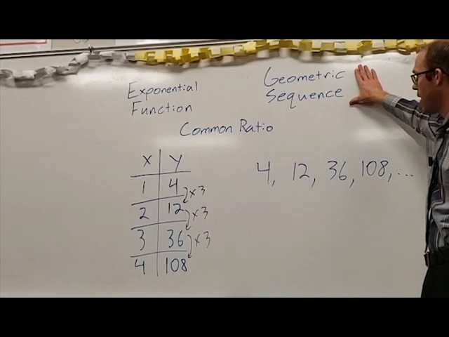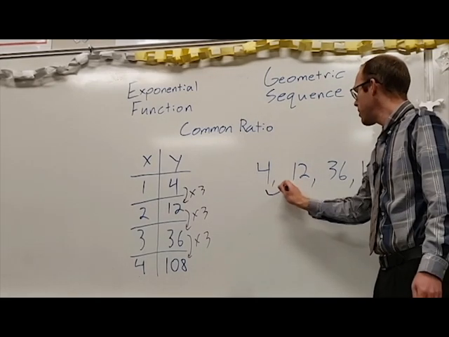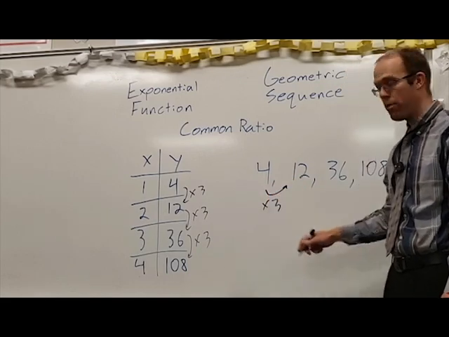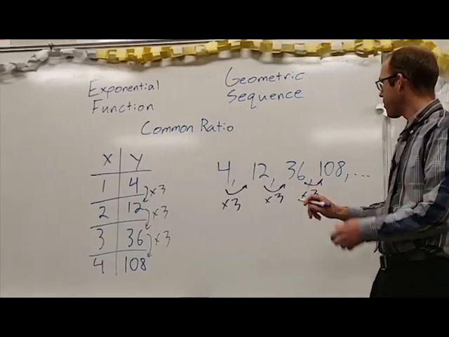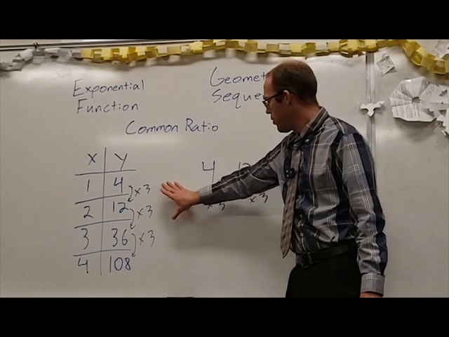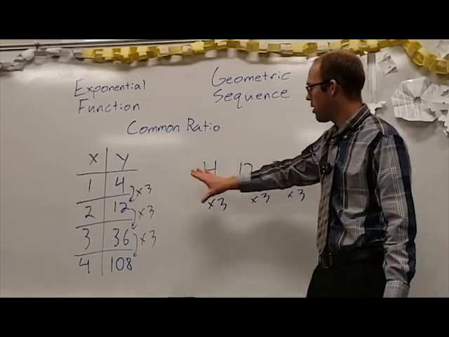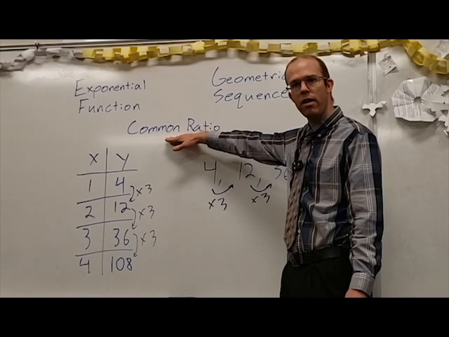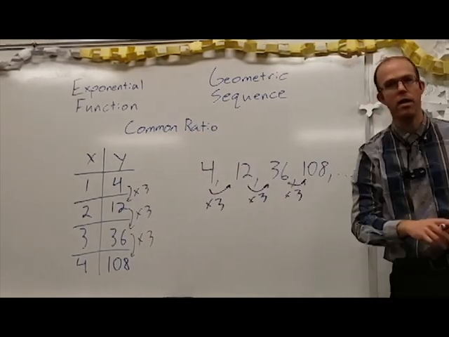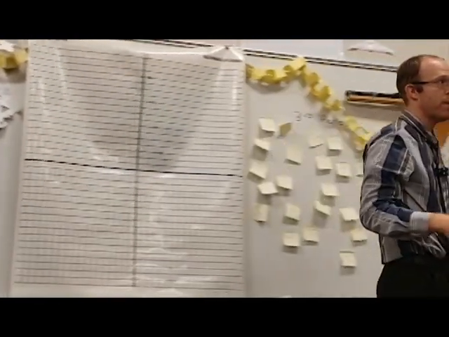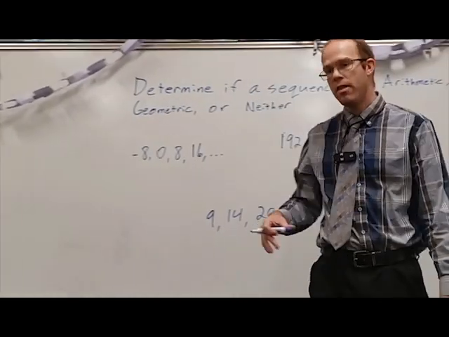Geometric sequences have the same type of pattern. So I've written this as a sequence, and we can see that between each of these terms, we're multiplying by 3, multiplying by 3, multiplying by 3. Those two are examples of exponential functions and geometric sequences with our common multiple, or in other words, a common ratio between the two. We're going to use this idea to try and identify if something is an arithmetic sequence, a geometric sequence, or if it is neither of those two.